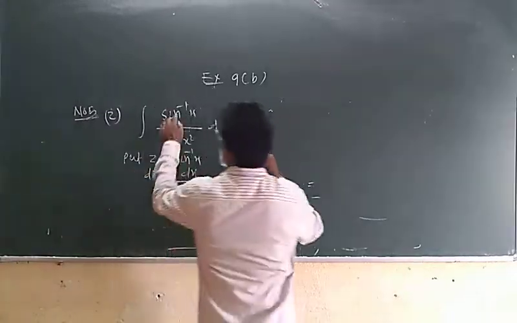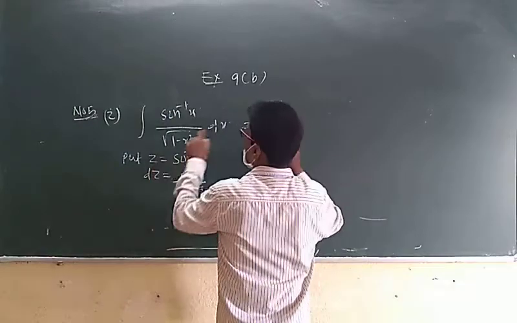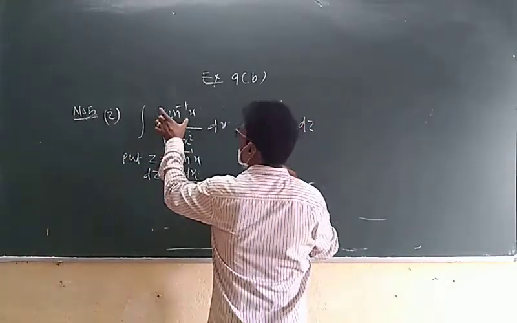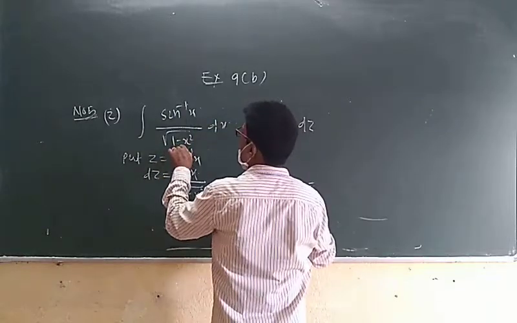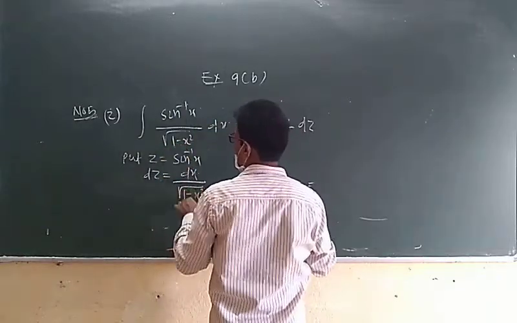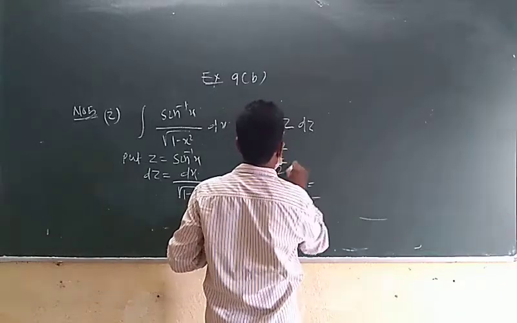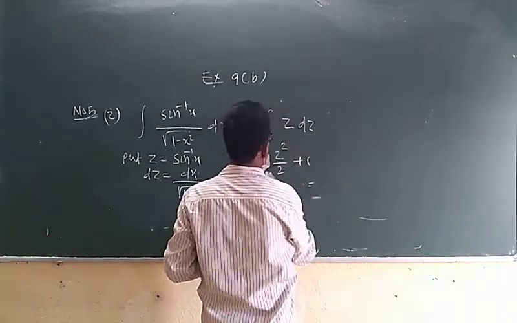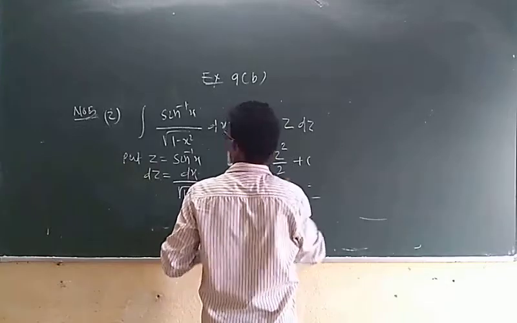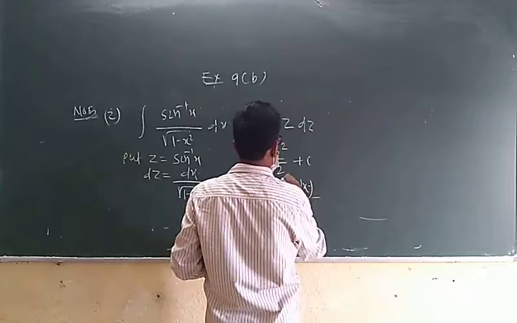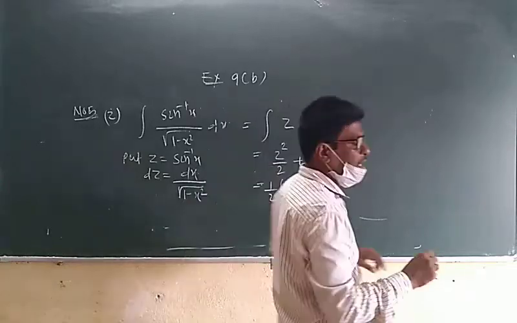So that is sin inverse x is equal to z, dx by root over 1 minus x square is equal to dz. So z dz, integration is equal to z square by 2 plus c. Put z is equal to sin inverse x, so the answer is half of sin inverse x whole square plus c.